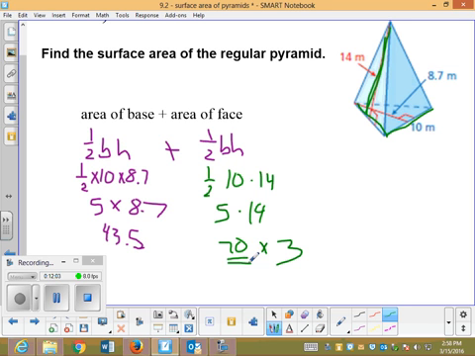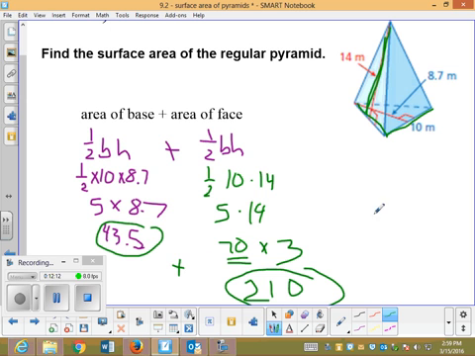And then after that, I'm going to take this 210 and this 43.5 and combine them. That's going to give me my final surface area of this pyramid. So 210 plus 43.5 is going to give us the final answer of 253.5.